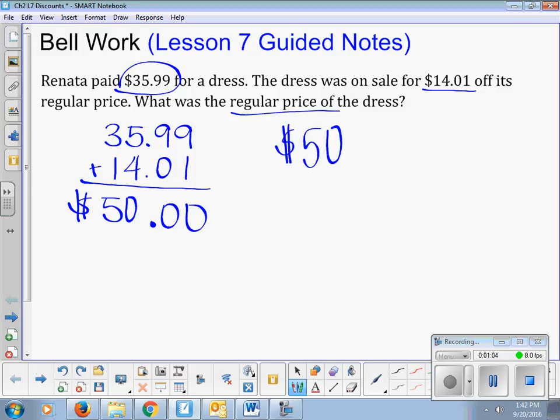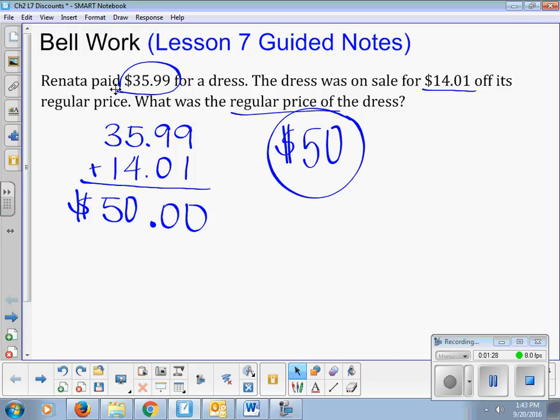How can we check to make sure this is correct? Yeah, so take your $50 and subtract $14.01. What should you get? $35.99. So that's how you can check to make sure you got that answer correct. So the dress was originally $50.